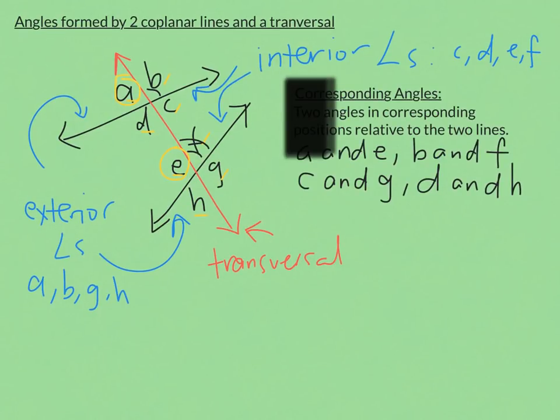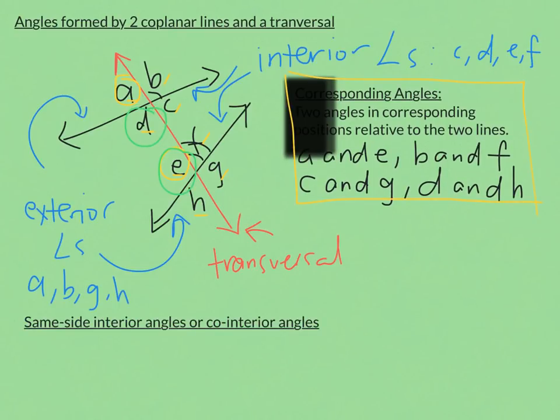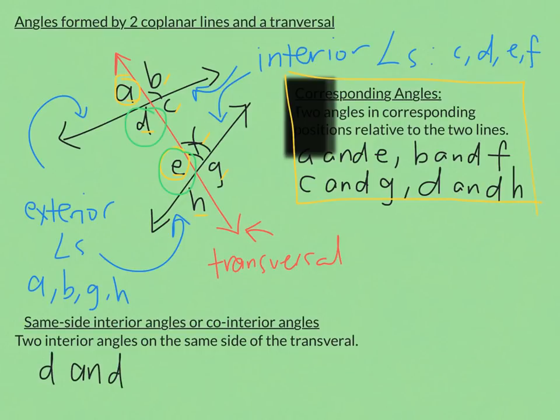Now we're going to look at the angles on the inside of the two coplanar lines, and we call them the interior angles. So let's look at angle D and angle E. You can see that they are both on the left side of the transversal, and they are both interior angles. And we call them the same side interior angles or co-interior angles. They are two interior angles on the same side of the transversal. In the example here, angles D and E are two same side interior angles, and angles C and F are a pair of same side interior angles.